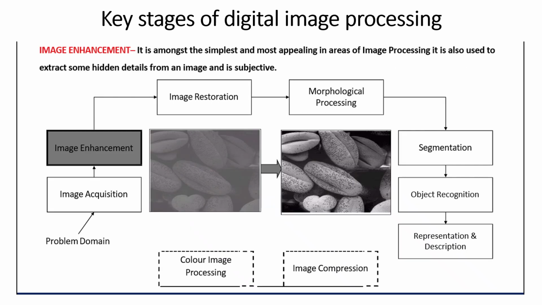Then comes the image enhancement block. It is among the simplest and most appealing areas of image processing. It is also used to extract hidden details from an image and is subjective. Normally, enhancement means a poor quality image is improved to a higher quality. That has been shown here.